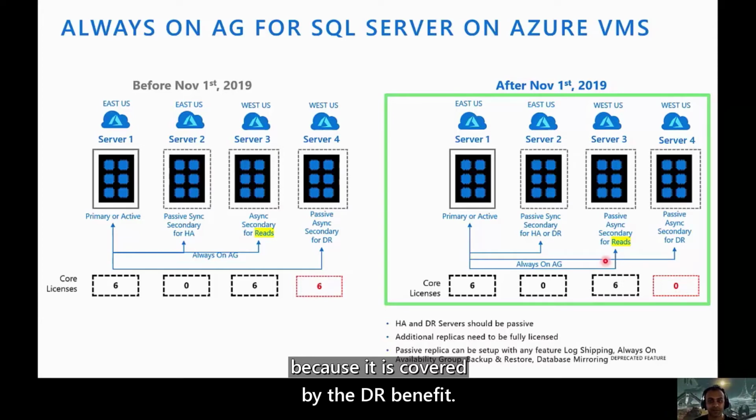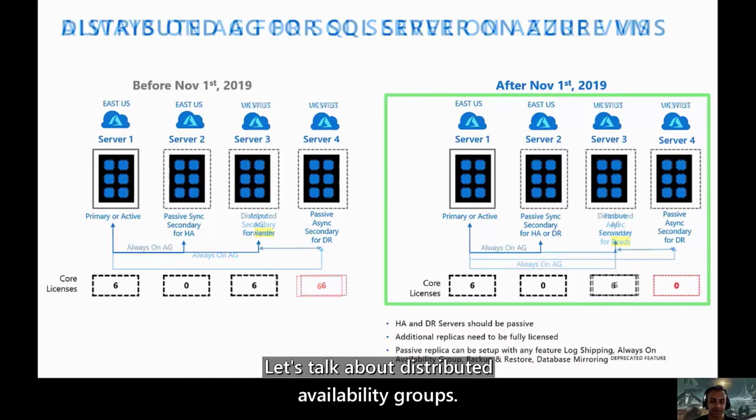by the DR benefit. Now the question is, what if I'm using a feature called distributed availability groups? That's another common question you get. I covered restore and log shipping, but you don't see distributed availability groups. So let's talk about distributed availability groups.